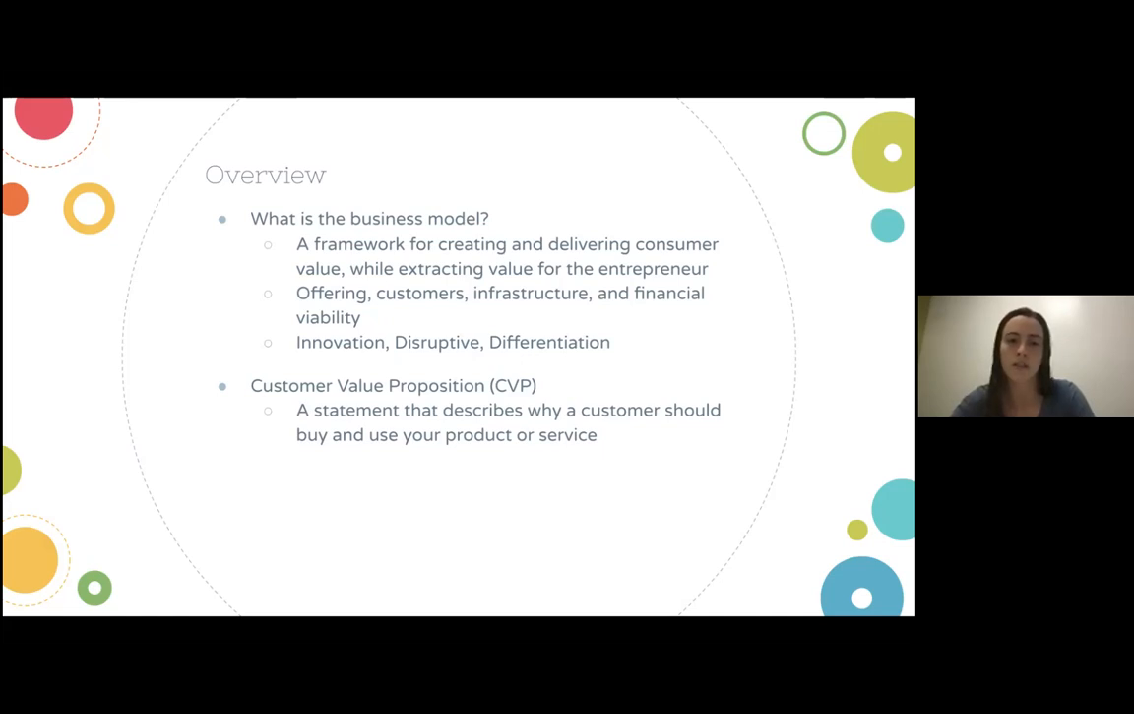The book also covers the different kinds of business models, such as innovation, which is a new market or product, disruption, which disrupts an existing market, and then differentiation, which fulfills unmet needs within an existing product. Next slide.